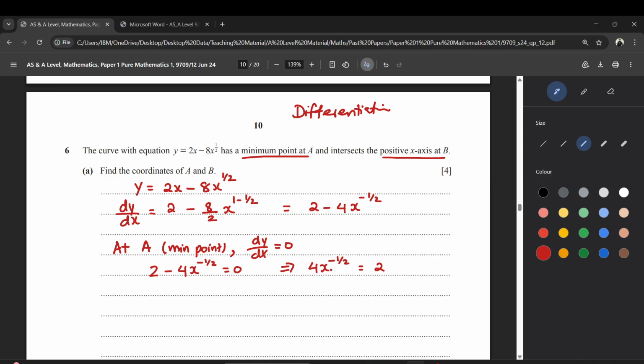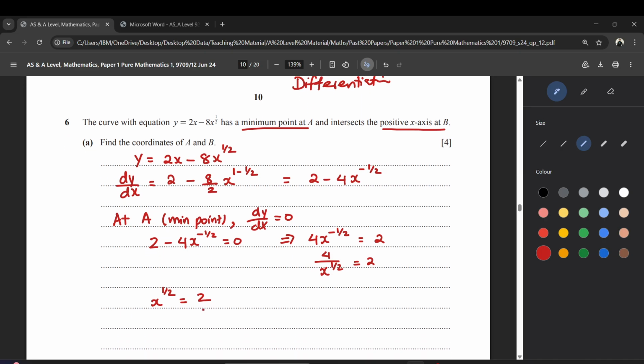What else we can do here is, we can also write this in this form. Because I want to get rid of this negative power, I'll take its reciprocal. Now x to the power half goes to that side and 2 comes to this side. So you'll be left with x to the power half equals, when 2 comes to this side, it will be 4 upon 2, which is 2.